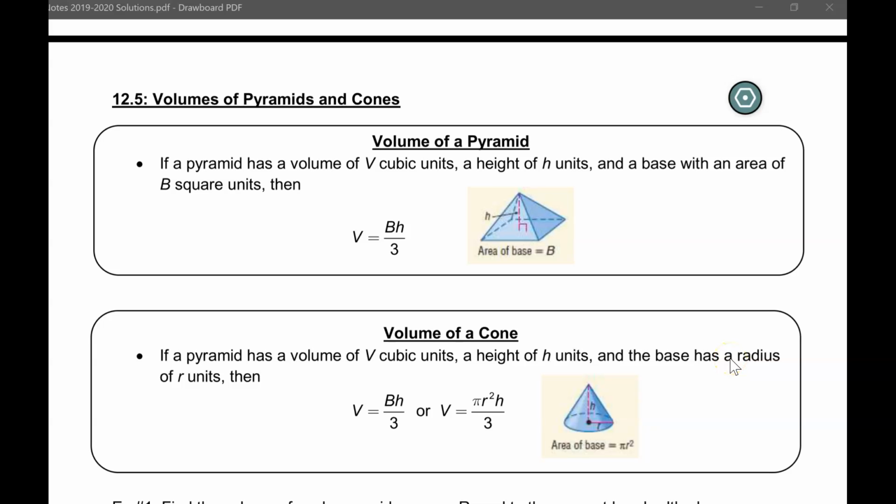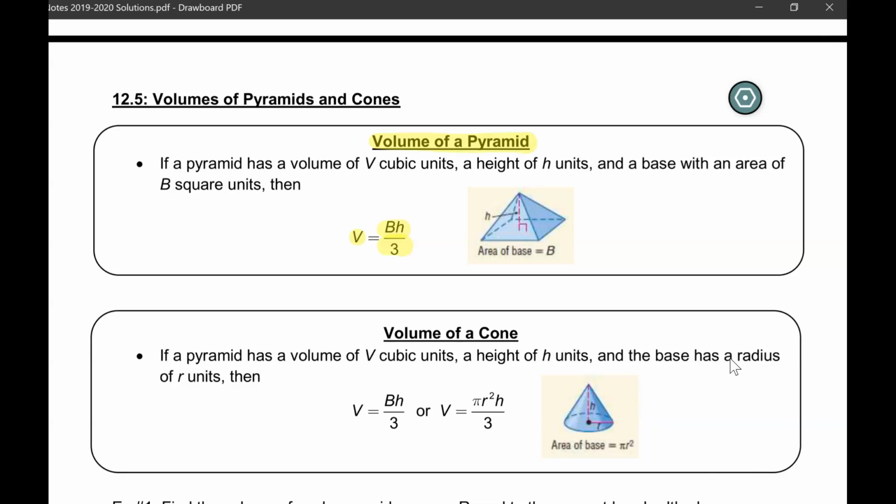Okay, next we're going to take a look at volumes of pyramids and cones. So again, just a quick reminder, the volume is what's inside, all right? For the volume of a pyramid, we are going to take the area of the base times the height. It looks kind of like a prism, but we're going to divide that by 3.